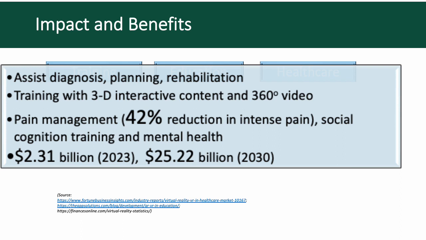A recent pain management study using VR showed a 42% reduction in intense pain. And also, VR can be used for social cognition training for people with autism and mental health issues in virtual therapy sessions. The market value of this industry is projected to be $2.3 billion this year and going to rise rapidly to $25.2 billion in 2030.